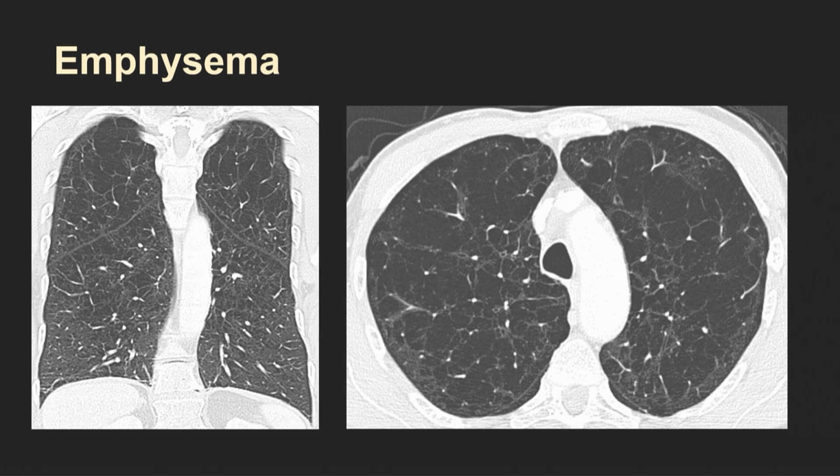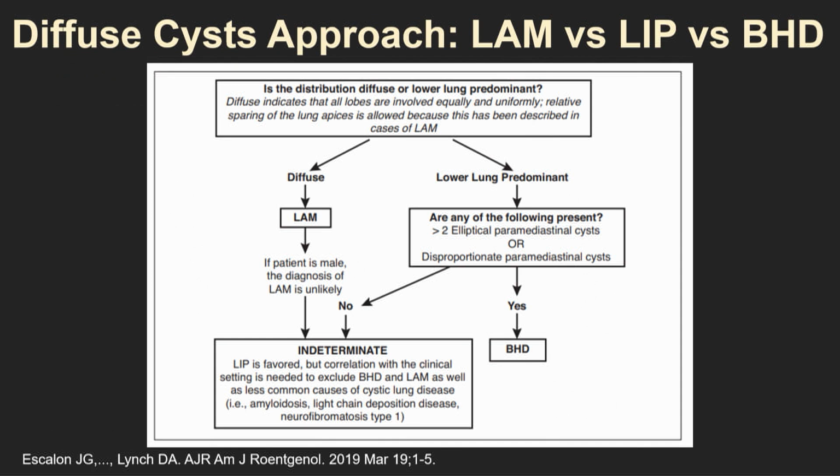Here's a more advanced case of destructive emphysema in the upper aspect of the lungs. And so obviously emphysema can get this bad. And in these cases, really it's not a diagnostic conundrum. You know exactly what you're dealing with. This is a case of really bad emphysema in the upper aspect of the lungs.